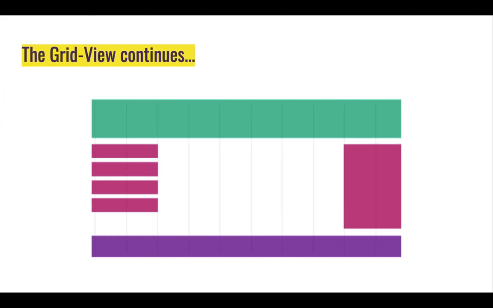Let's take a look at this image. This shows a typical example of what a grid view looks like. We can see different colors representing different segments.